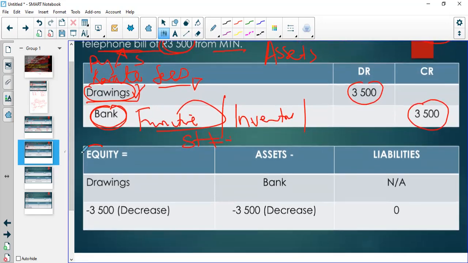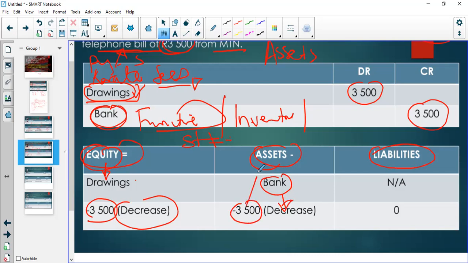Now, here is a formation where we start with equity being equal to assets minus liabilities. All right? So how do we deal with that? So drawings under equity have increased. Right? The drawings have increased. As a result, equity is going to decrease by 3,500. Our assets have decreased. The balance in the bank account has decreased. This transaction does not affect liabilities. Therefore, the amount is 0.